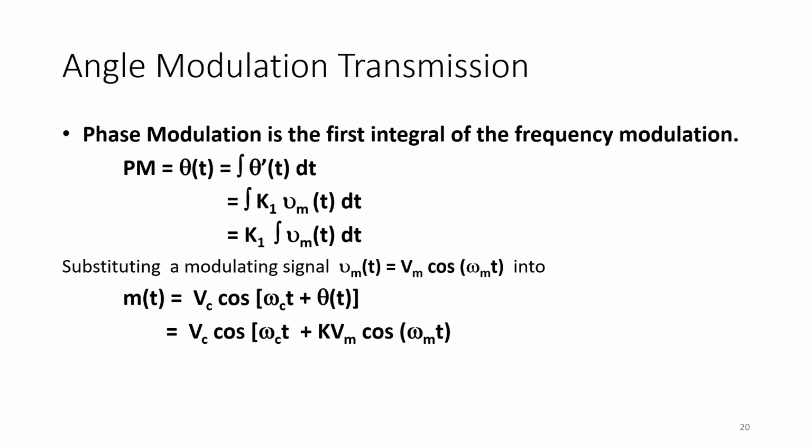Substituting the modulating signal, Vm cosine omega_m t, into the equation, it becomes Vc cosine of omega_c t plus theta(t). So Vc cosine of omega_c t plus K Vm cosine of omega_m t. So you have to remember this, class. You have to take note of the formulas that we are using. This is for phase modulation.